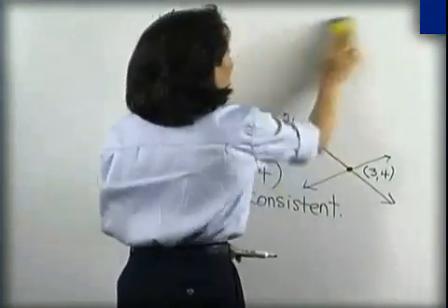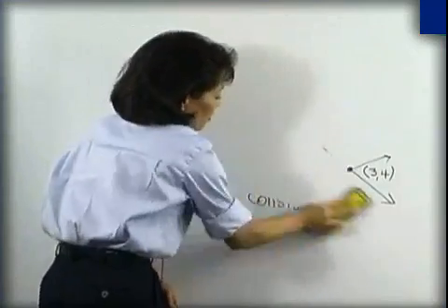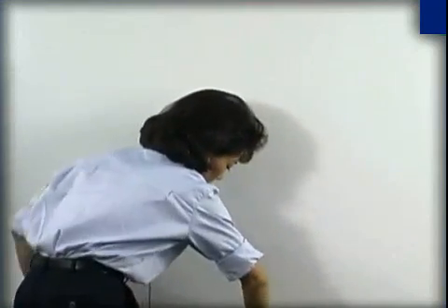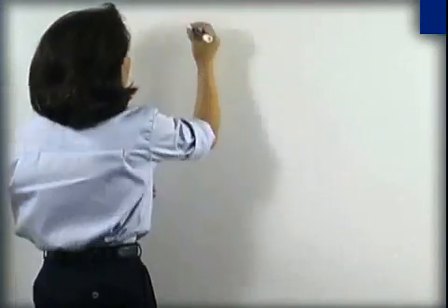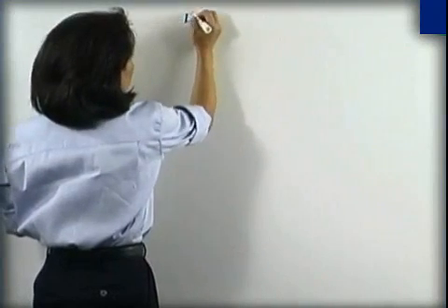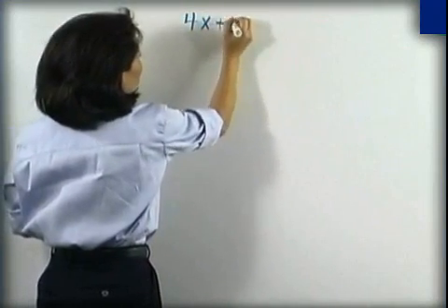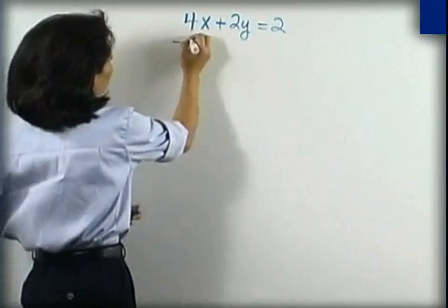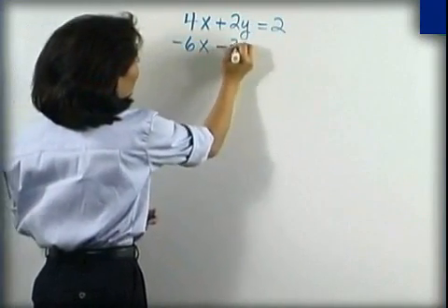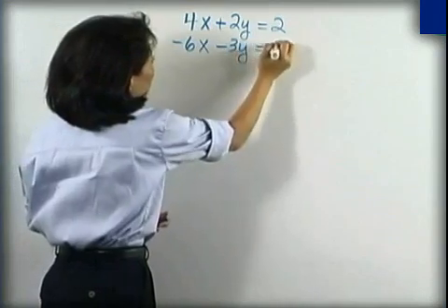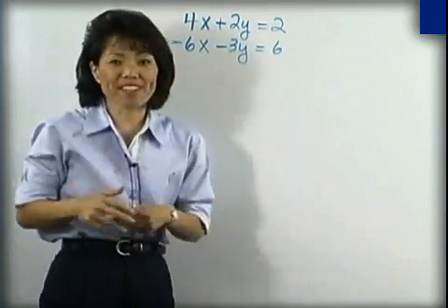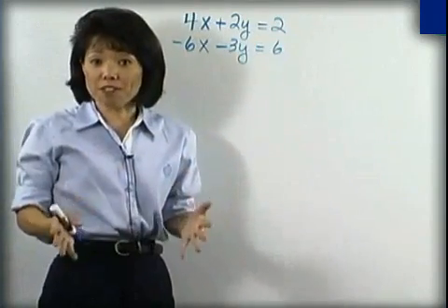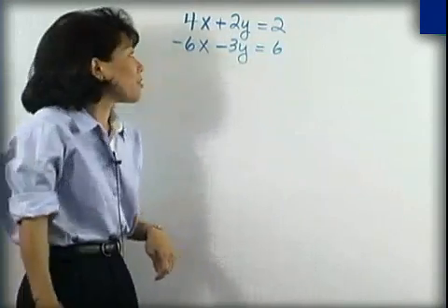And again, as you're working through these systems of equations, just choose the method that you like best. So let's look at this time the equations, 4x plus 2y equals 2, and our second equation, minus 6x minus 3y is equal to 6. Now again, it's up to you which method you like to use. Substitution or addition, you choose.